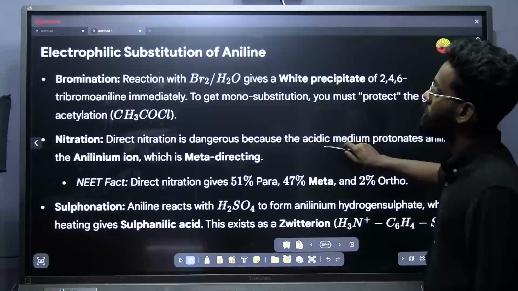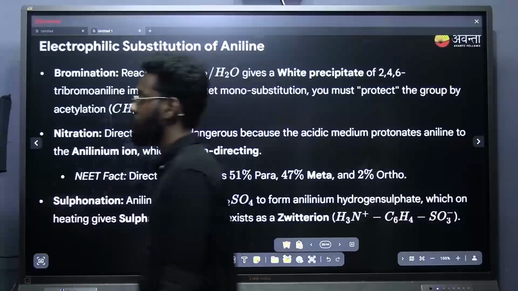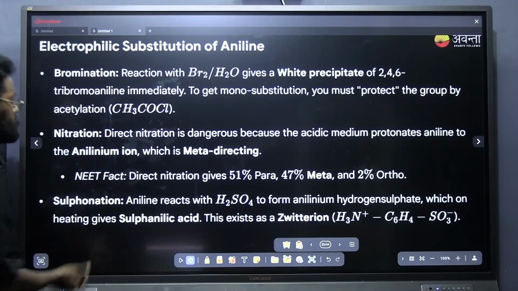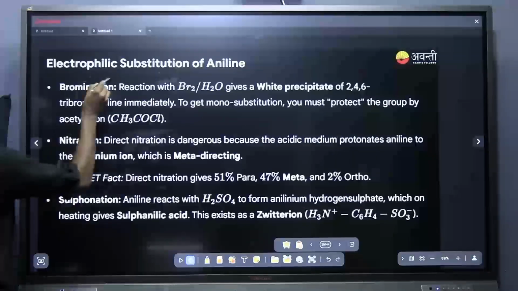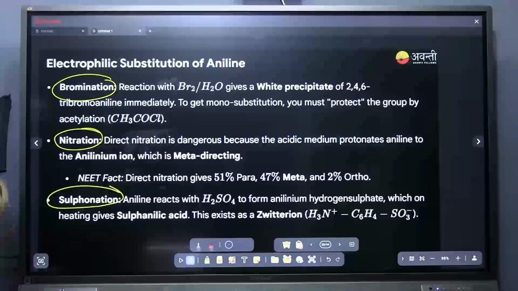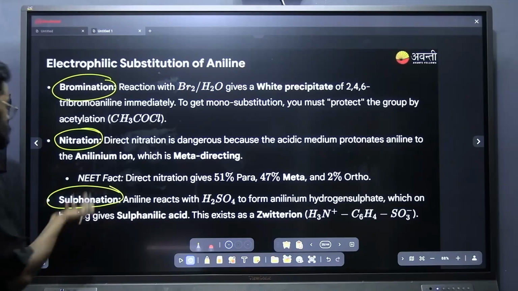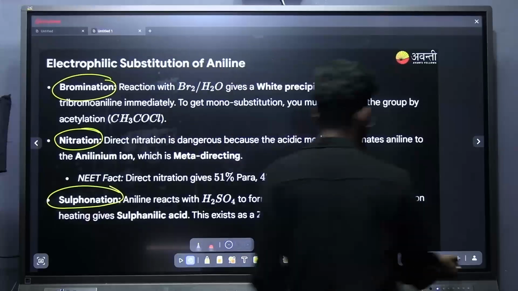Next one is another important, that is electrophilic substitution of aniline. Electrophilic substitution of aniline, phenol have lot of difference comparing to the other electrophilic substitution reactions. Okay, first of all we know that bromination, nitration, sulfonation, these are the three important, bromination or halogenation, sulfonation and nitration, these are three important aromatic substitution reactions that we will be discussing. Now what is the important point in this one, that I will be discussing it first one by one.